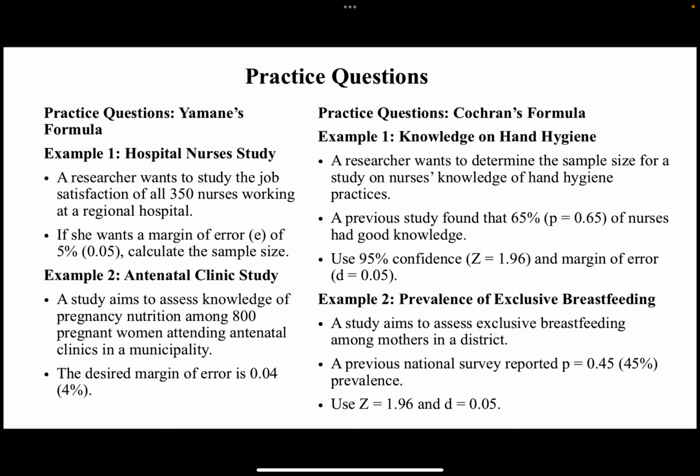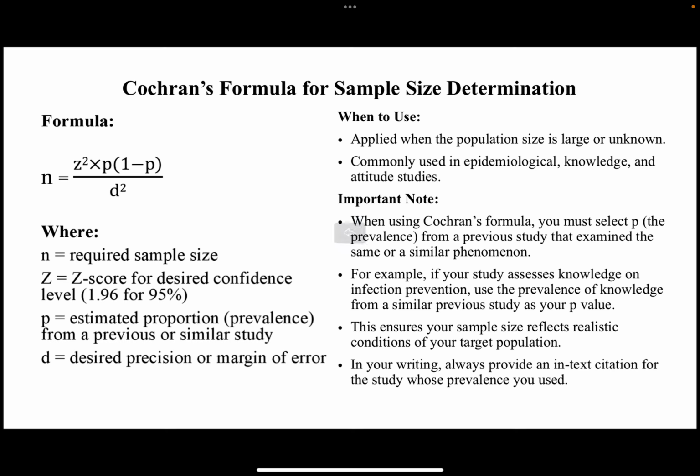So you see, they use this proportion, and usually if you are doing the Cochrane formula, you have to reference that paper, because you adopted the proportion from it. You see, in the formula we have the P. P represents the proportion from the previous study.